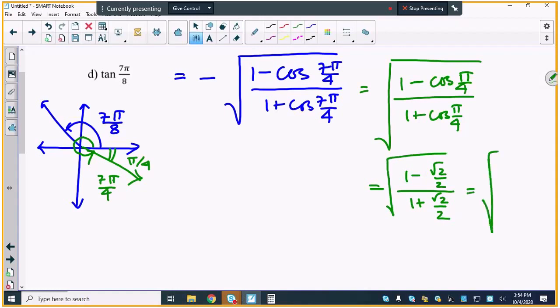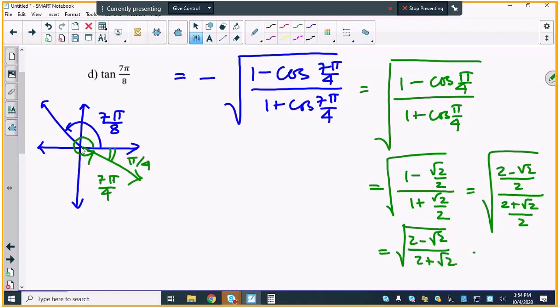Simplifying, I can write it as square root of 2 minus square root of 2 over 2, over 2 plus square root of 2 over 2. I can cancel the two 2's in the bottom for both top and bottom and get the answer as 2 minus square root of 2 over 2 plus square root of 2. And that is going to be the answer, with the exception that all of this is going to be negative because your original tangent is in the second quadrant, and that is a negative answer. Okay, so we're done with this.